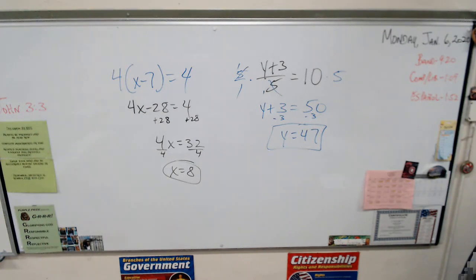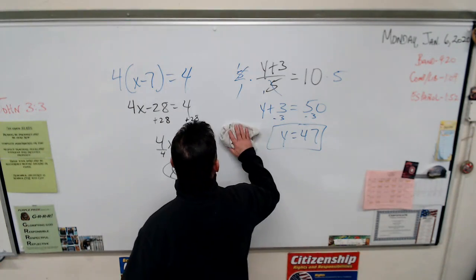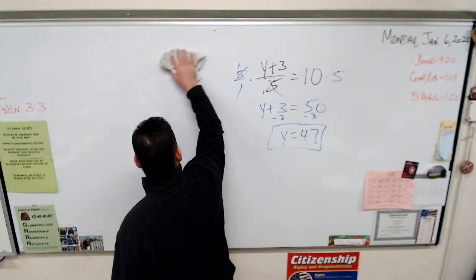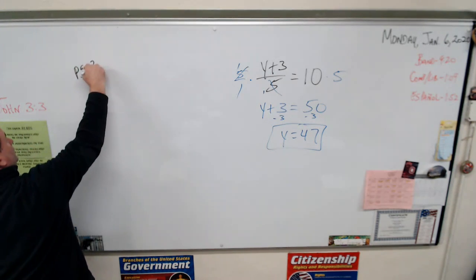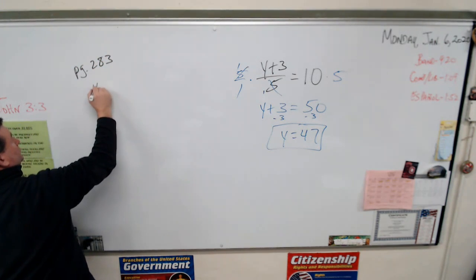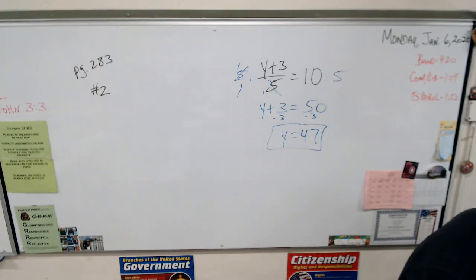Okay, page 283. As usual, we dive right in. We've got the examples 2 and 3 to help us. If we should need it, go down to your turn now, and we're going to work through number 2. We're on page 283, number 2. Negative 1.7k.